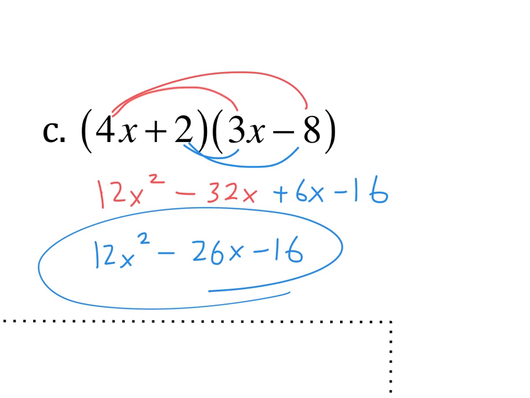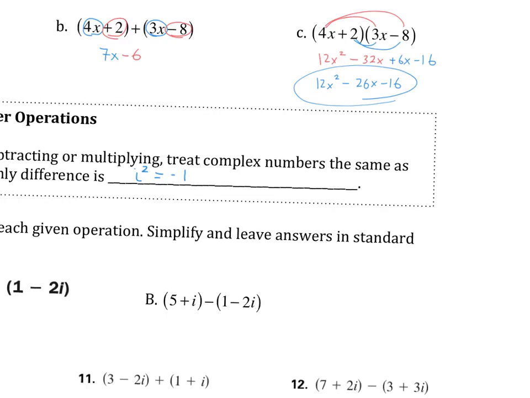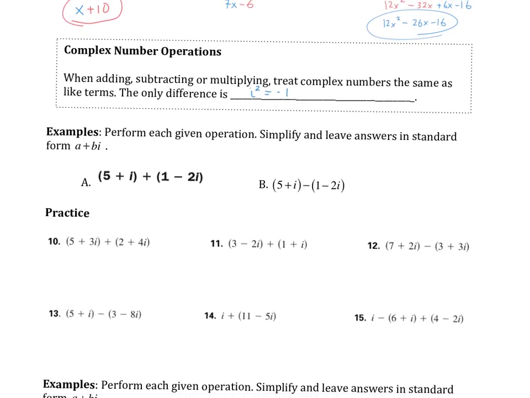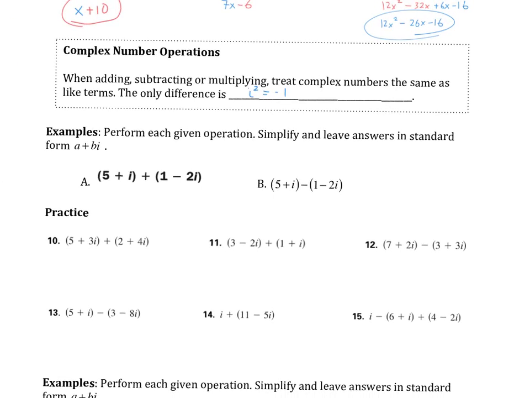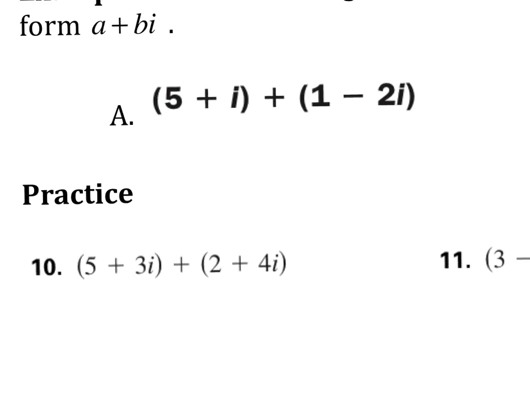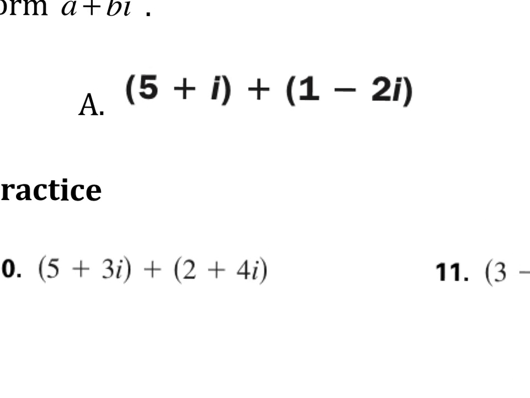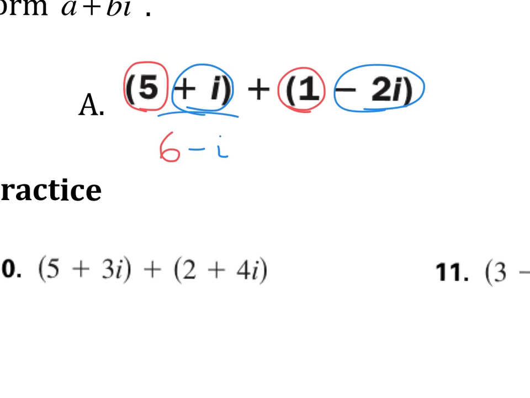Now, again, we're going to do exactly this, except the only difference is when we come across an i that's squared, we have to take it one more step. Everything else is going to stay virtually the same. Our first few examples are just adding and subtracting, so there's nothing special to remember, just treat them as if they were like terms. In this case, I have a 5 plus a 1, which gives me 6. Now I have an i minus 2i, so minus i. And there we go.